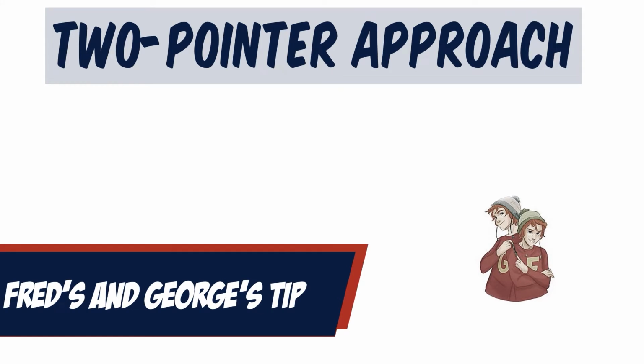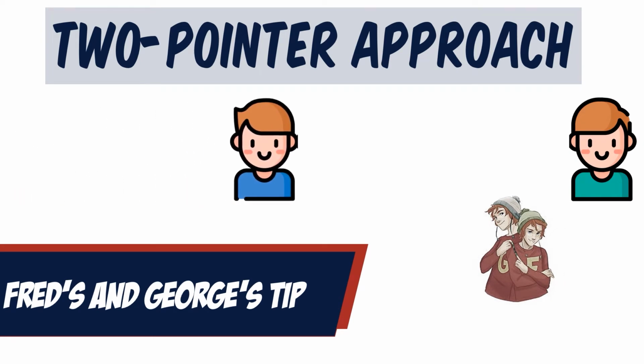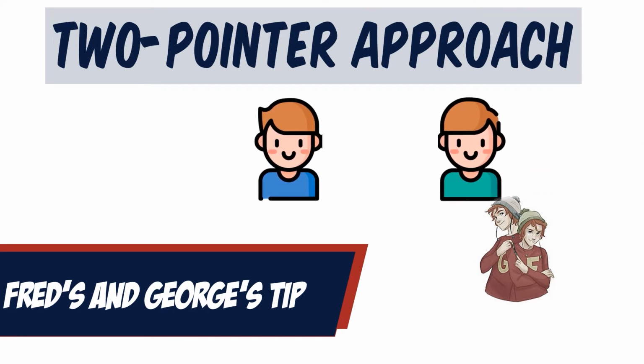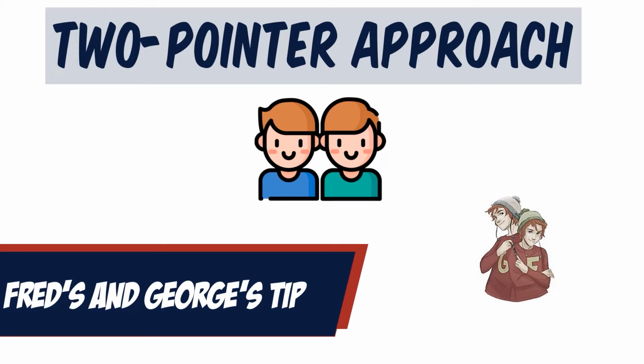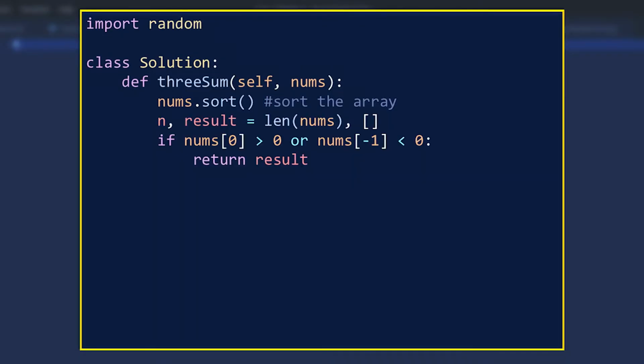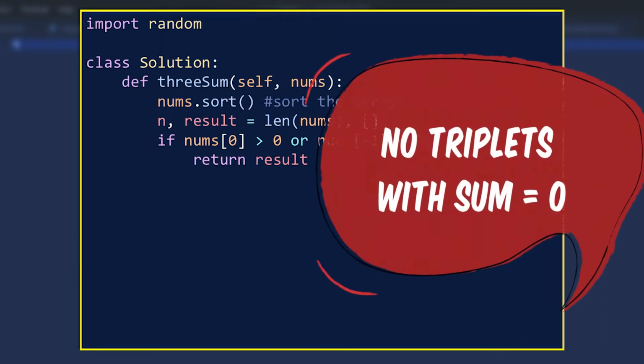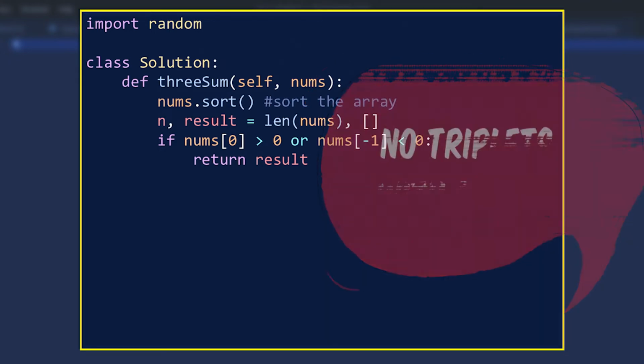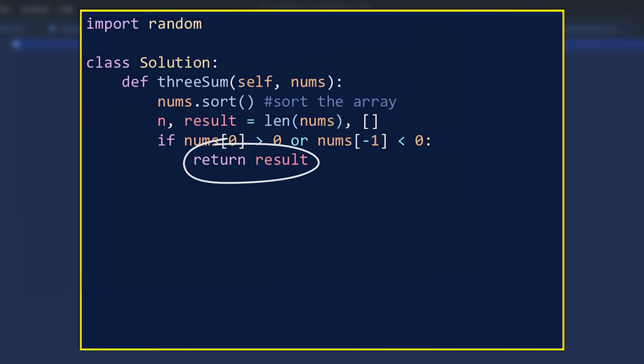The two-pointer approach, as the name suggests, is the one where we use two pointers, left and right. Increment the pointer from the left and decrement it from the right based on some conditions and continue doing that till the two pointers collide. We start with sorting our array. In the sorted array, if the first number is greater than 0 or if the last number is less than 0, we can have no triplets with sum equal to 0. In which case, we just return an empty list.